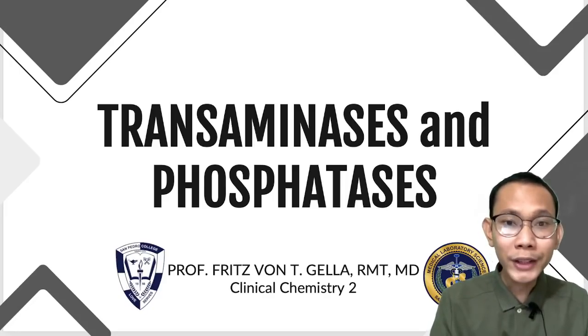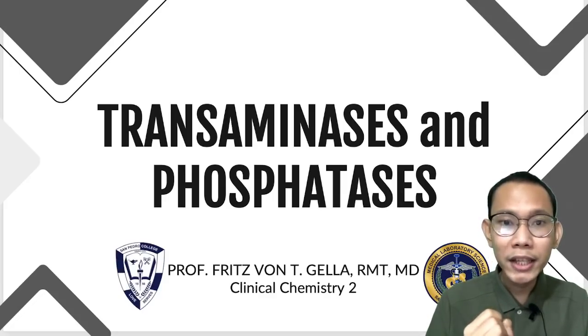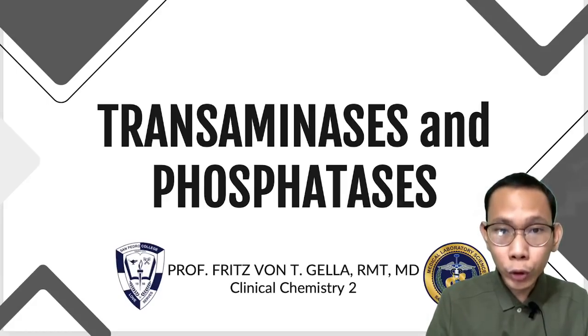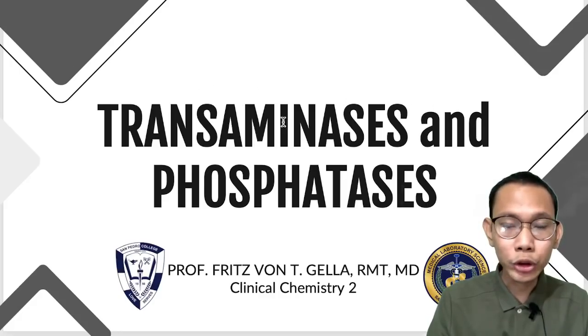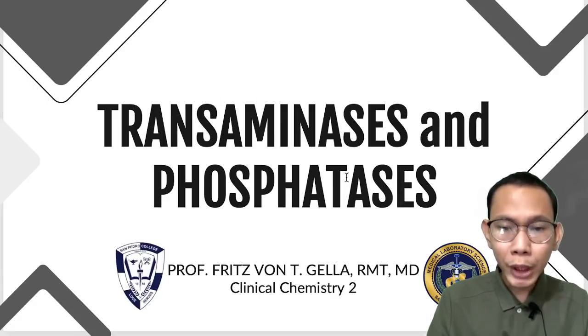So you already started with the discussion of your different enzymes. You were able to discuss your CK and LDH, your amylase and your lipases. Now we will be discussing the different groups of enzymes: your transaminases and your phosphatases. We have AST and ALT for your transaminases, and ACP and ALP for your phosphatases.